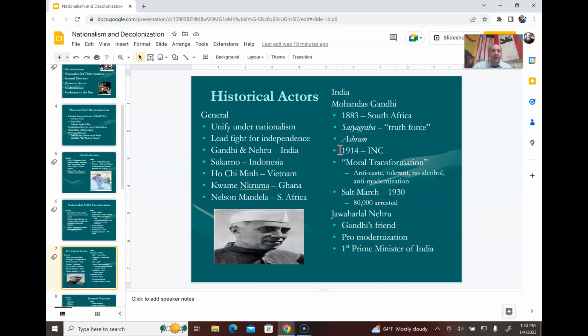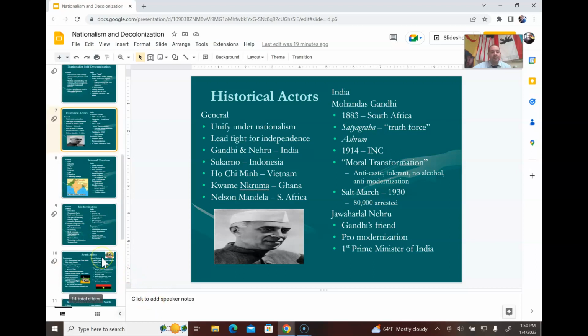So Gandhi uses Indian Ocean seawater to evaporate out the water and get their own salt. Again, this is a way for him to use nonviolent resistance to connect the people of India. Nehru also works in the same way, right? Western educated, Gandhi's chum. And after Gandhi is assassinated, he becomes the first prime minister of India.